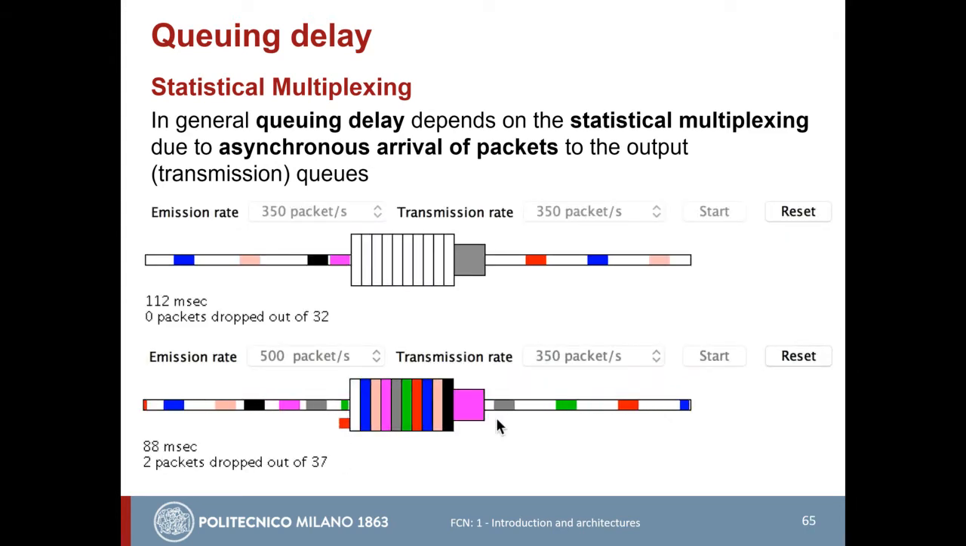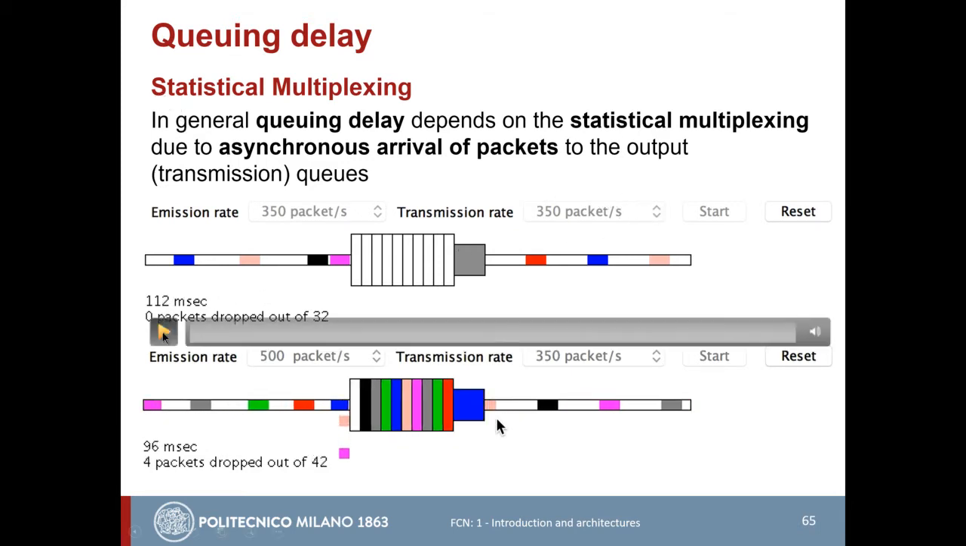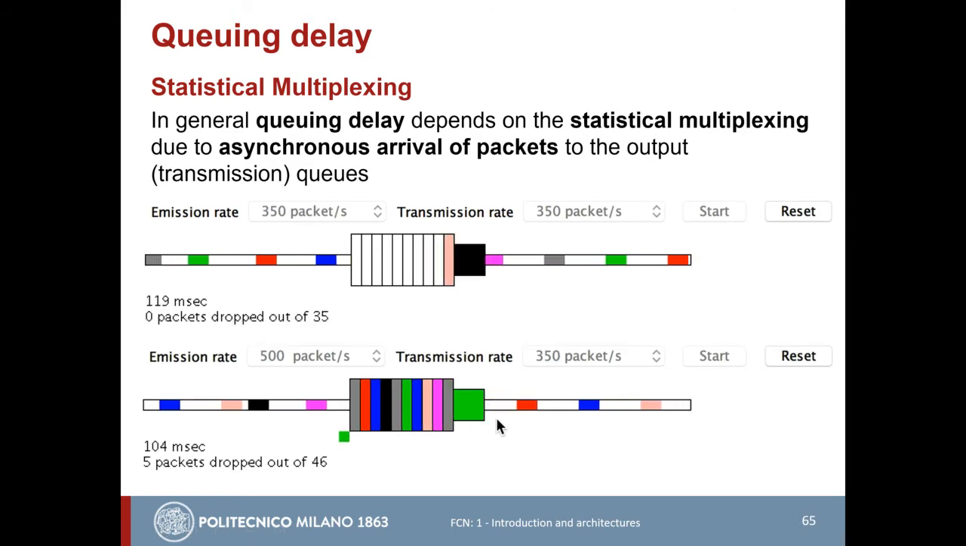This is a small video example where you have this animation with two different queues. In this case, there is only one inlet to the queue, but you can imagine that this is the result of putting together all the traffic that arrives at the node.